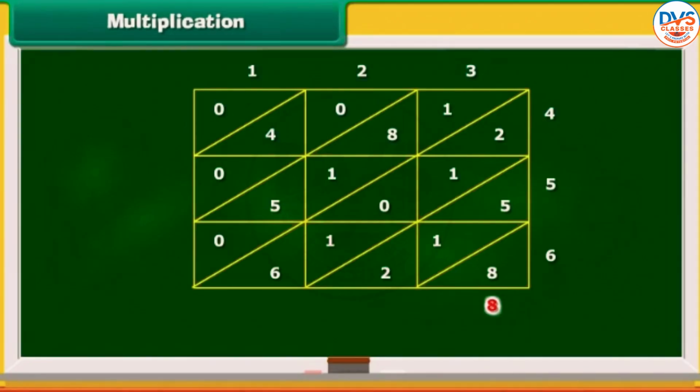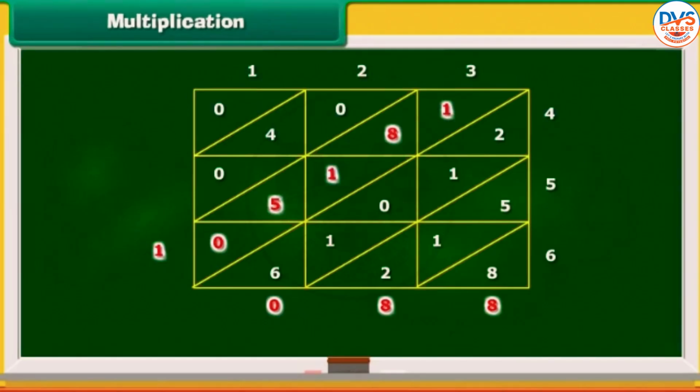The diagonal above it has 3 elements: 5, 1 and 2. Their sum is 8. Write 8 where the diagonal ends. The third diagonal has 5 elements: 2, 1, 0, 1 and 6. Their sum is 10. Write 0 and carry over 1 to the next diagonal.